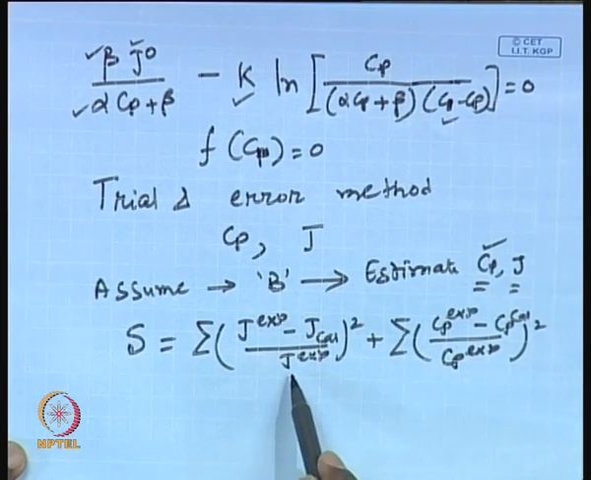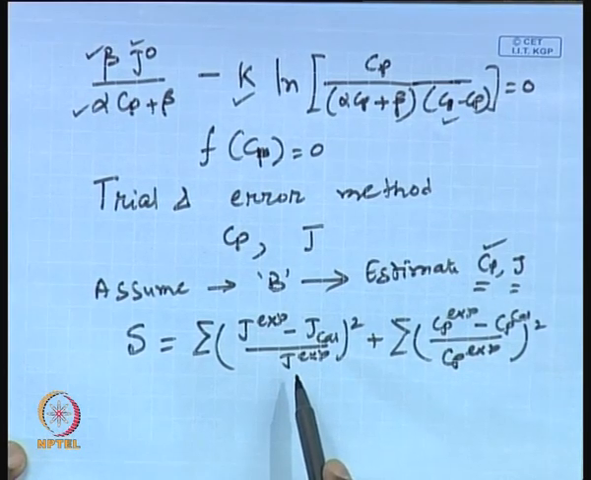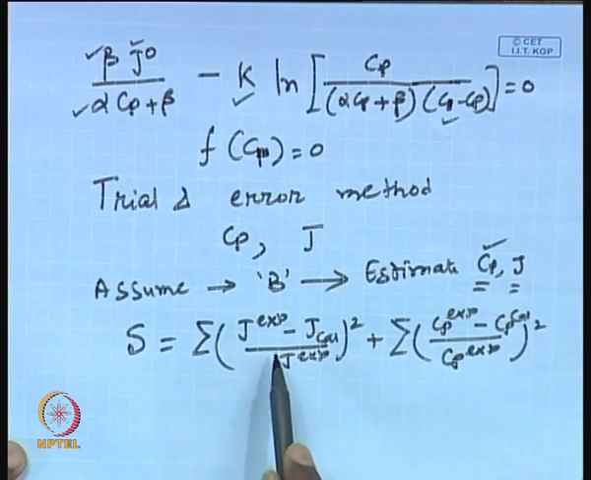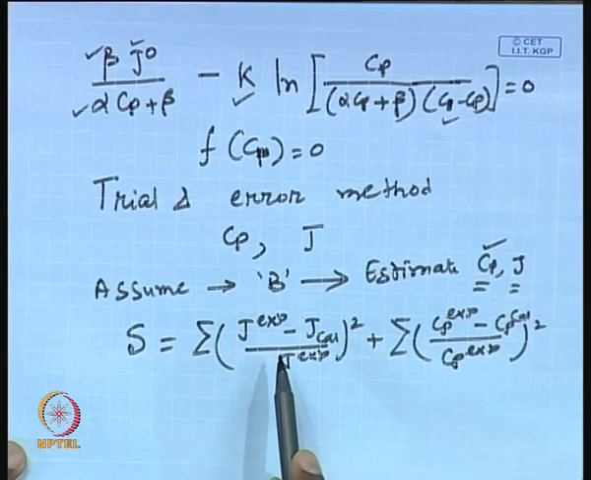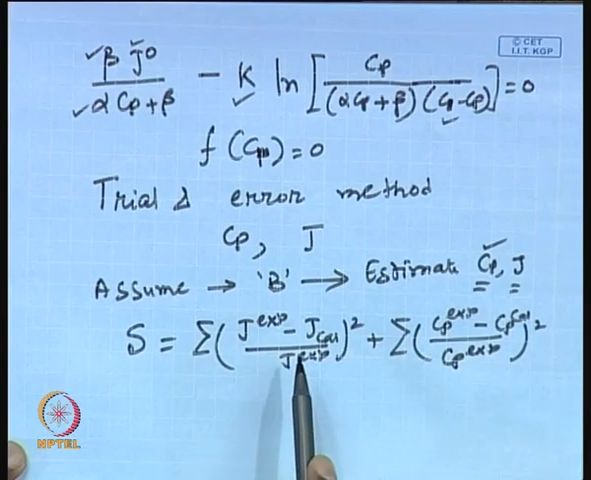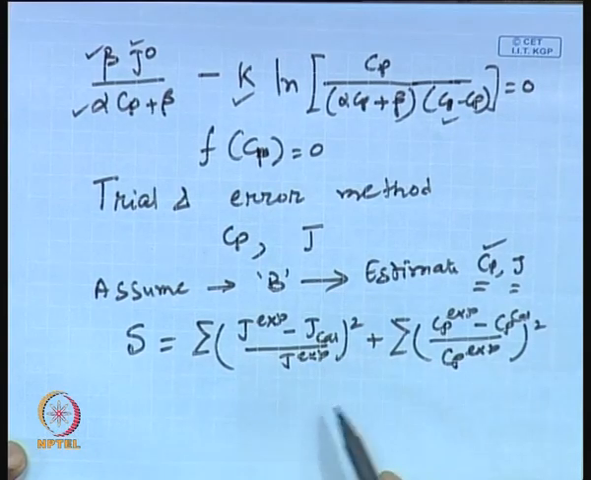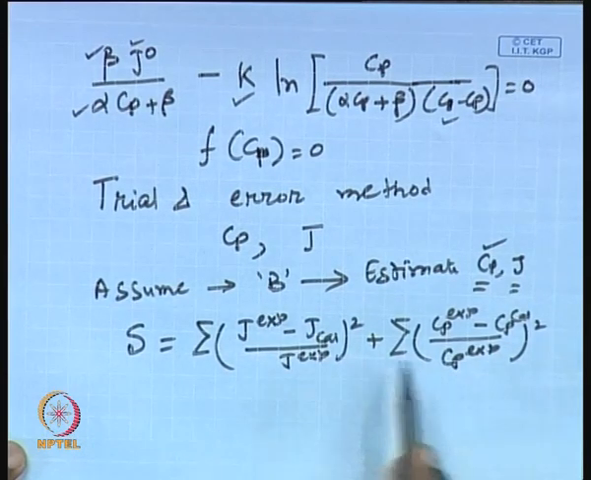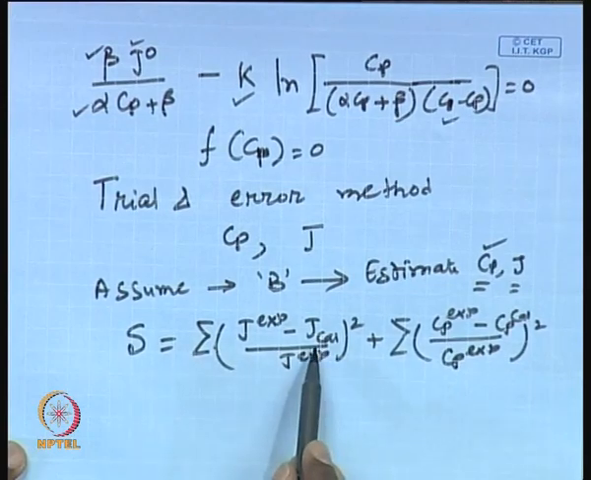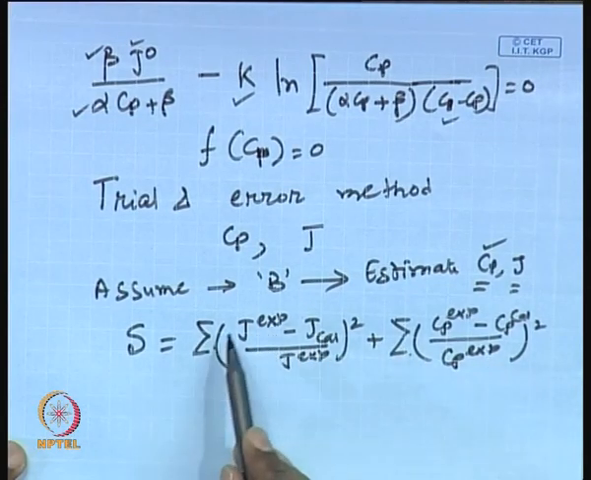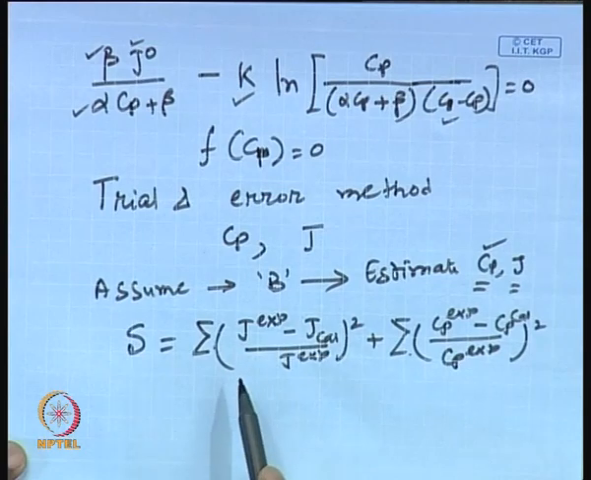It is divided by J because of the order of magnitude of the two quantities. Typically, the value of the solvent flux will be in the order of 10 to the power minus 4 to 10 to the power minus 6, from microfiltration to reverse osmosis. On the other hand, permeate concentration will be some ppm, let us say 1 ppm, 2 ppm, 10 ppm, something like that. So, if you compute this square and if you compute this square, there will be a mismatch in the order and you will land up with a wrong conclusion or calculation.